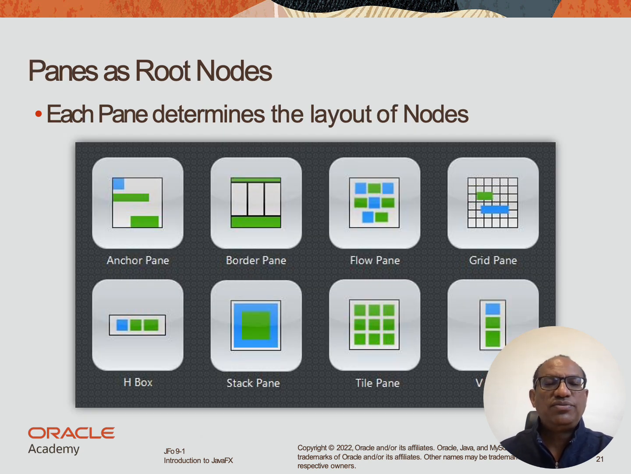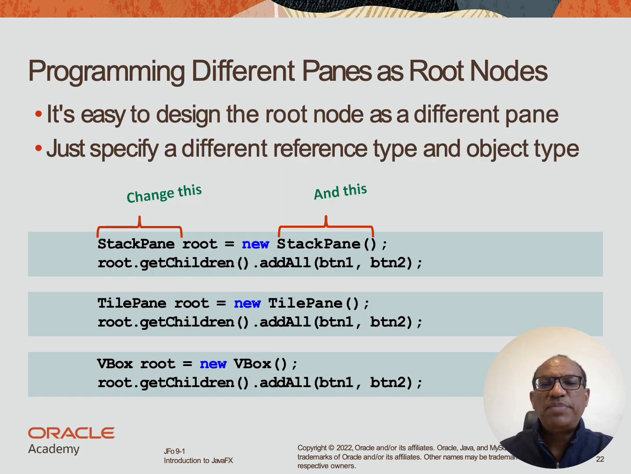Let's talk about layout. Different panes arrange their child nodes differently. Stack pane stacks them literally. VBox puts them in a vertical column. Tile pane arranges them in a grid. To change layouts, just change the root node type.